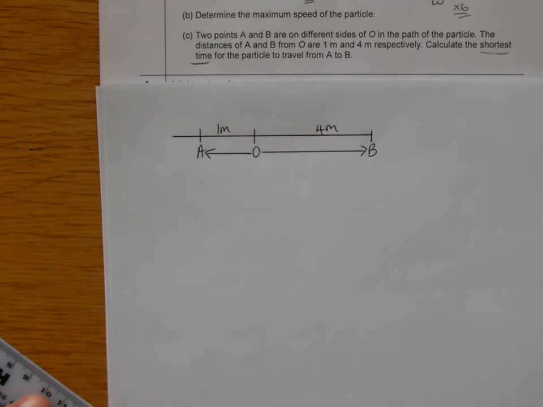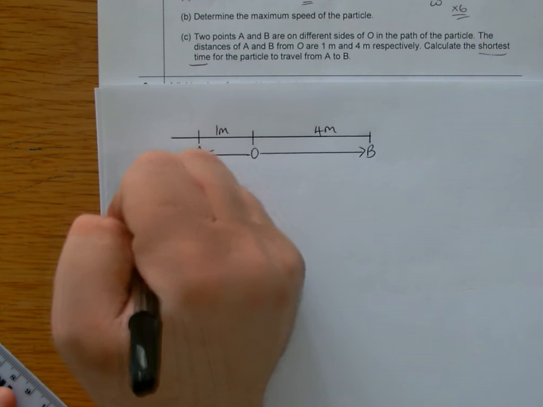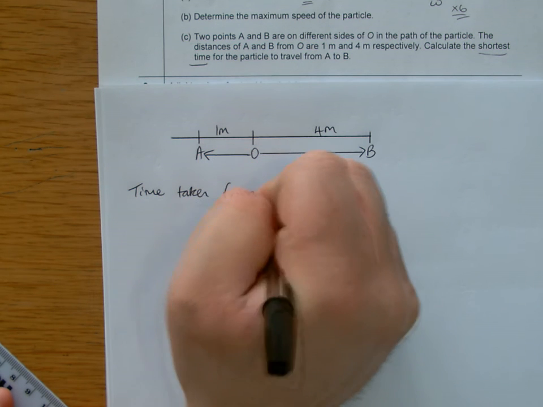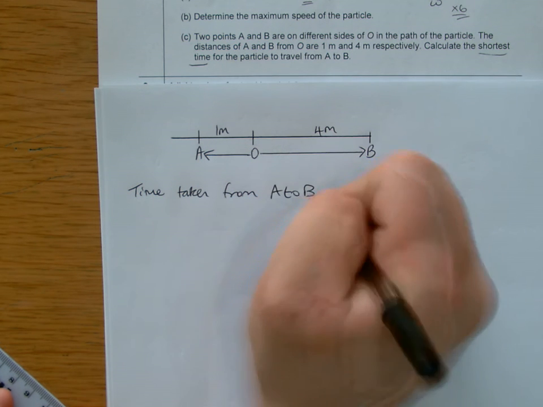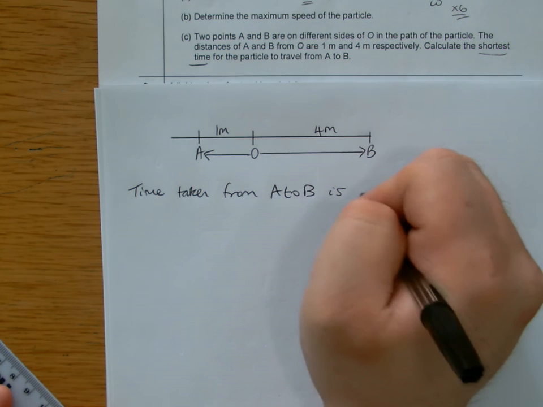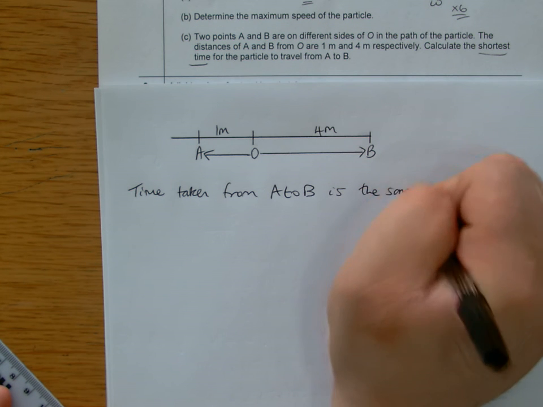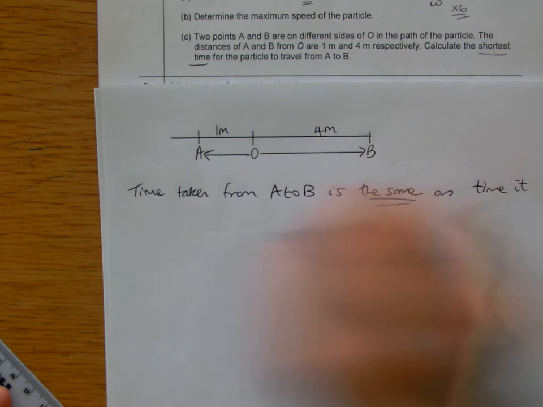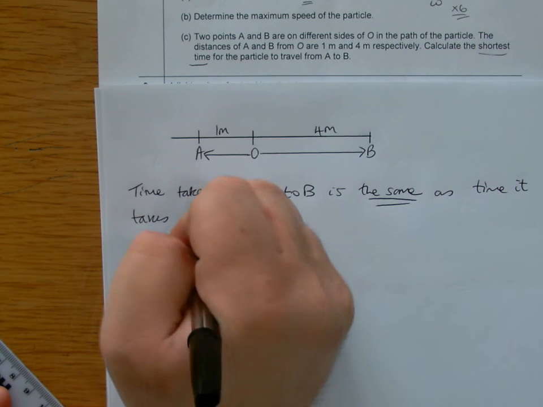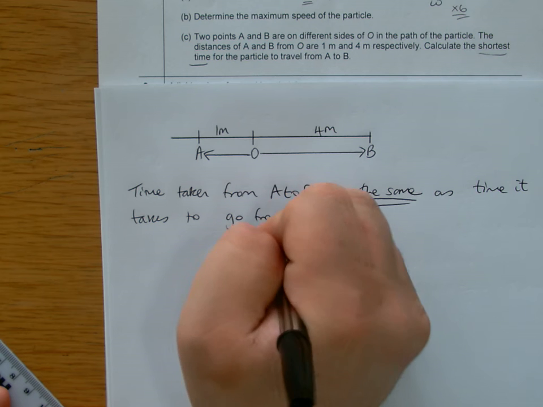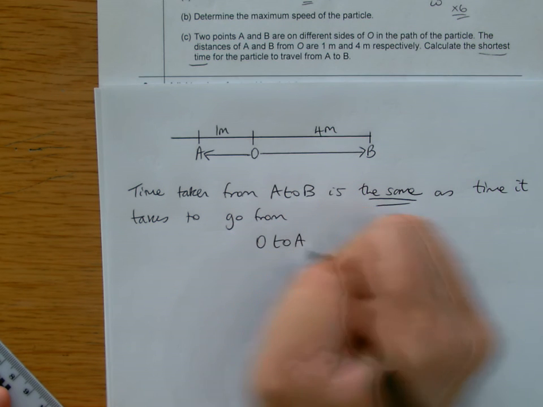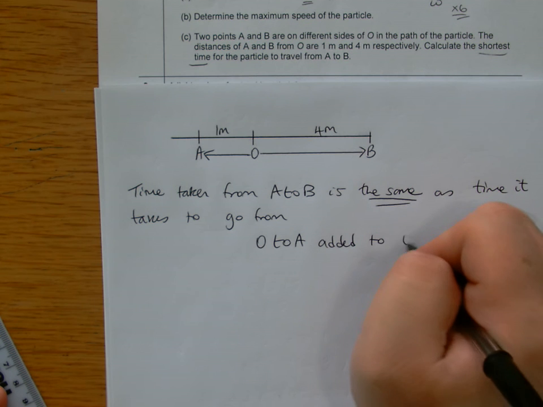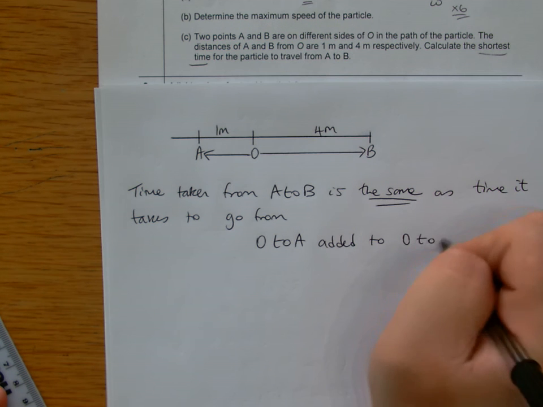So how do we do that? Let's write that down. The time taken from A to B is the same as the time it takes to go from O to A, added to the time it takes from O to B.